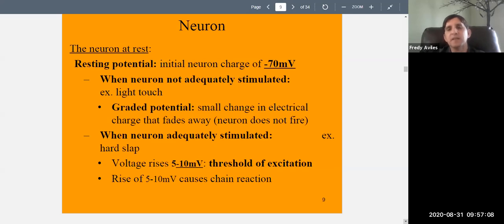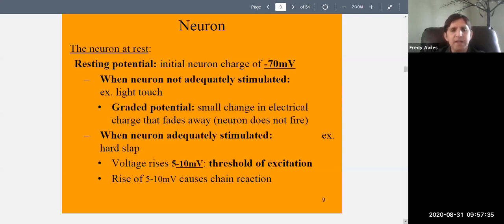So it might go from -70 millivolts maybe to -68. So it changes a little bit toward the positive end. There's a small change in the electrical charge, and then it just fades away. It goes back to -70. The neuron doesn't fire, no signal is sent to your brain. You felt nothing, you know nothing about that eyelash being on your skin.